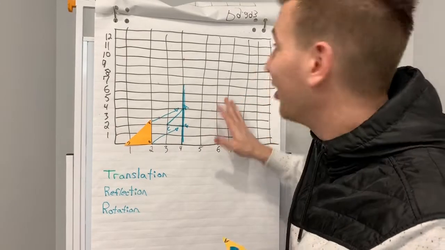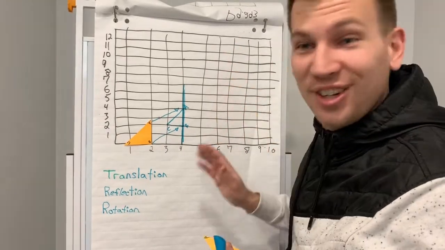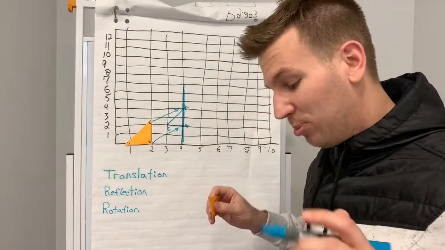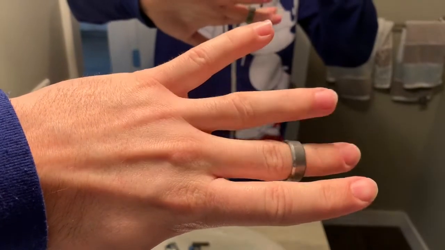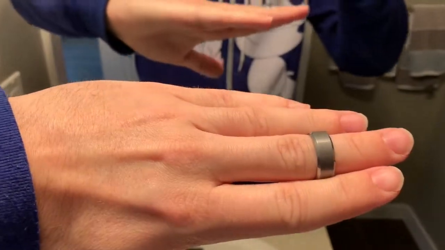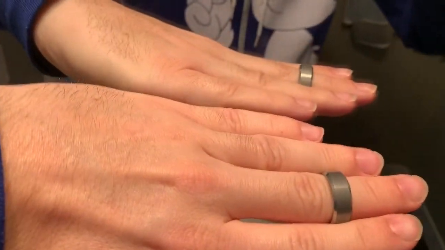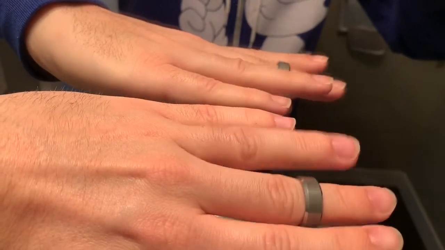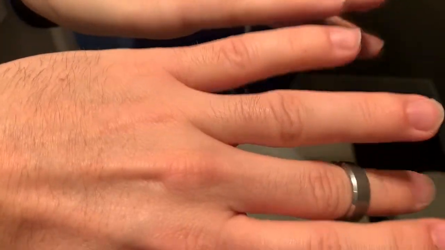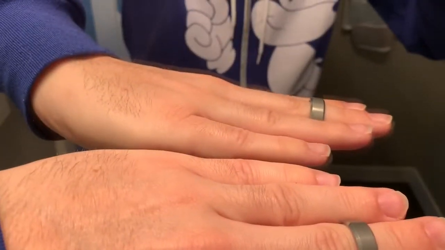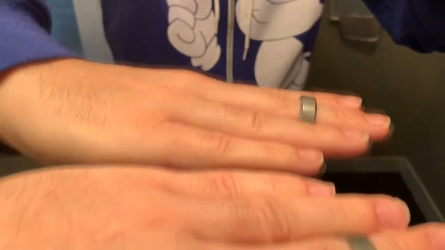My graph is obviously not a legit graph, so you'll have to bear with me on the idea using a mirror and a ring. So pretend that my fingers are like a grid on a graph, and each finger represents 1 spot. So for reflecting, look at where the ring is, and look how far away it is from the mirror. It's 1, 2, 3 spots. And if you look in the mirror, it's 1, 2, 3 spots away.